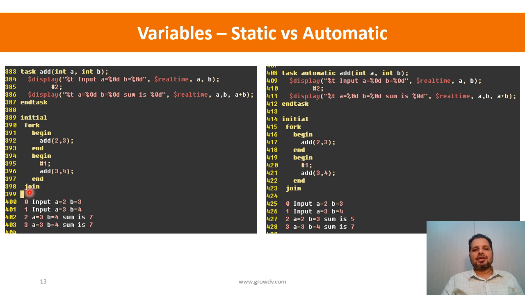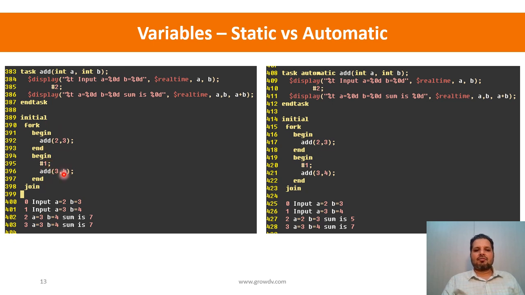And then we have one initial block where we are forking two threads, right? So this begin end is one thread and this begin end is another thread, and we are calling the static task. In the first begin end I'm calling it with values 2 and 3, and the second one I'm calling with values 3 and 4. Note that it's called after a 1-unit delay. So this is our setup.